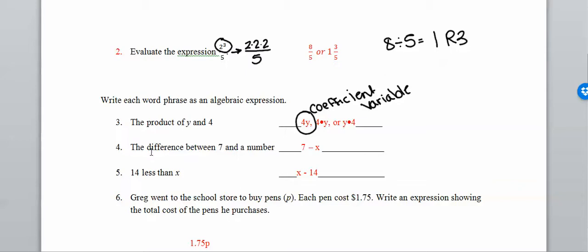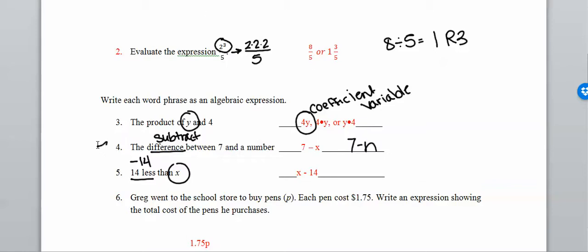The difference, which means subtract, between 7 and a number. So 7 starts and we're taking their difference, 7 minus a number, which we could call x. You could have used any variable you would like. 14 less than x. In this case, they tell you x, just like up here they told you y. So if you use a different variable, that's not allowed. And 14 less means you're taking 14 away from something, so that's x minus 14.